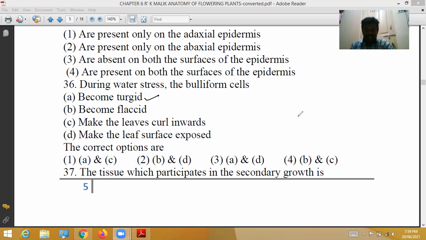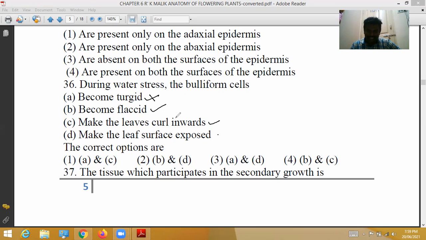When the bulliform cells in the leaves have absorbed water and are turgid, the leaf surface is exposed. When they are flaccid due to water stress, they make the leaves curl inwards to minimize water loss. So during water stress, the bulliform cells become flaccid and make the leaves curl inwards. When sufficient water is available, they become turgid and make the leaf surface exposed.